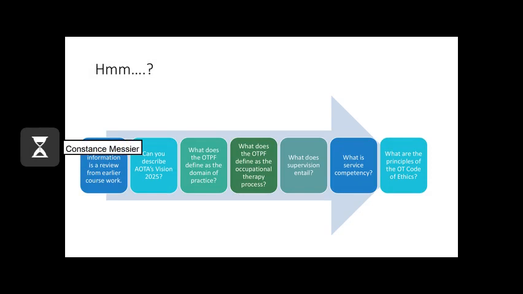So my hope is, as we get to this slide, much of this information is a review from earlier coursework, and you're pretty familiar with it. Could you describe AOTA's Vision 2025? Do you remember what those pillars are? And what does the OTPF define as the domain of practice? What were the domains? Remember that outer circle.